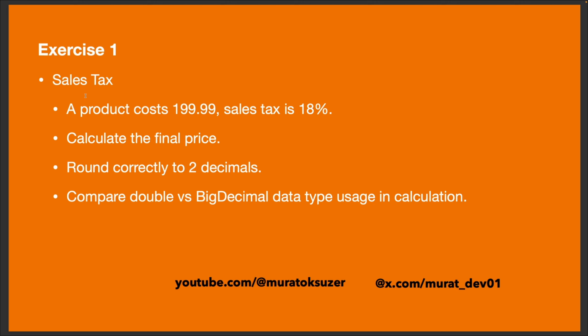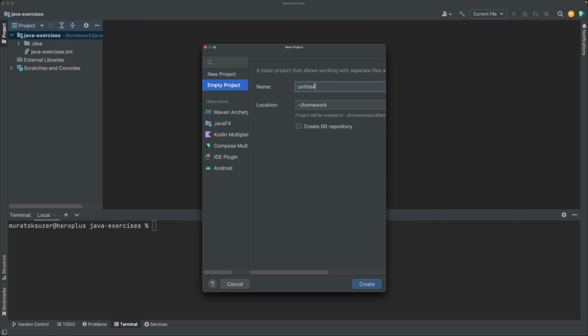It is sales tax. A product costs something. Sales tax is 18%. I want you to calculate the final price. Round correctly to two decimals and compare double and BigDecimal usages.